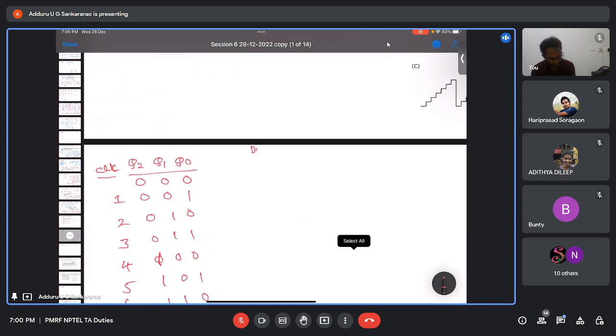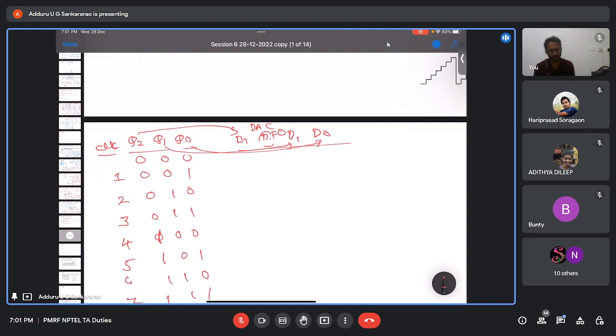Now for the DAC I am writing D3, D2, D1, D0. So for the DAC, D2 is always 0, connected to ground. Q2 becomes D3, Q1 becomes D1, and Q0 becomes D0. Okay, now what will happen? D2 is always 0. Now, just these values will come here.